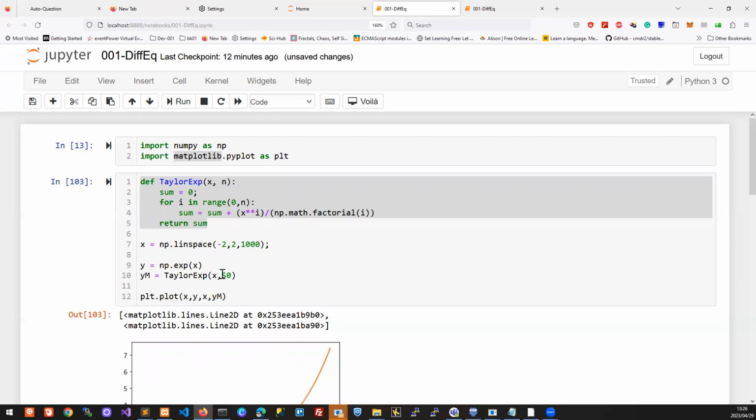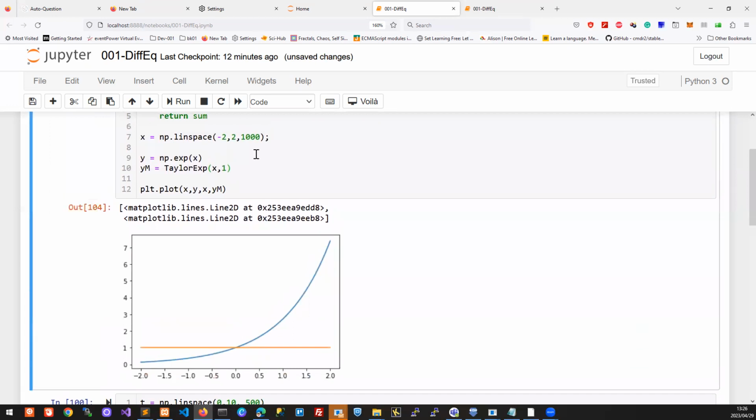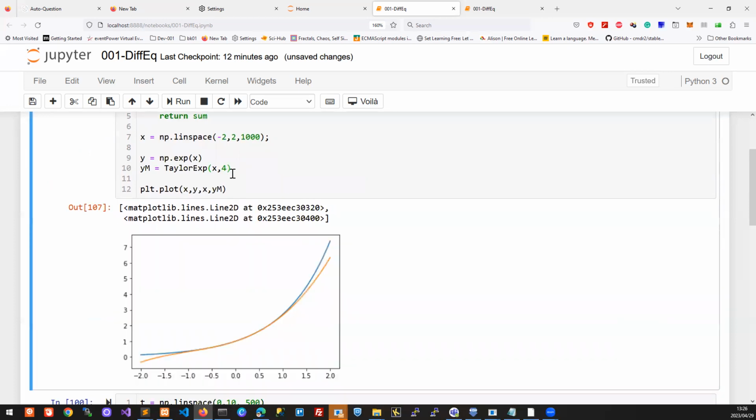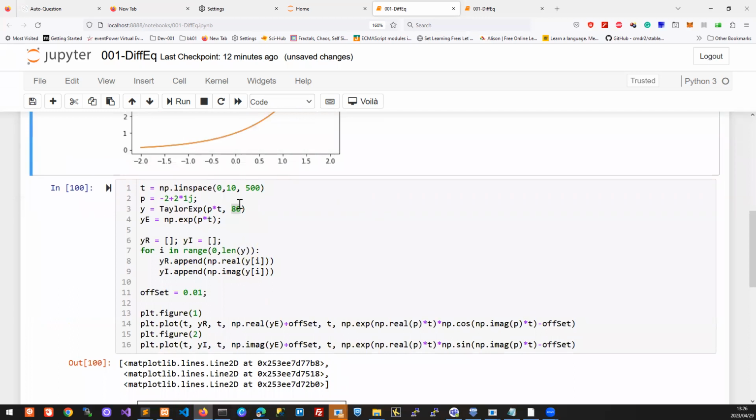And in fact, yeah, I forgot to do a check like that. Let's say we use only one term. Then you can see we don't get a very good approximation. Let's try 2 terms. It's starting to look a little better. 3, 4. And so we're getting closer and closer to the function. So if we use something like 20 terms, then the lines lie right atop each other. So here we are using as many as 80 terms. And so that's our approximation of e to the pt.